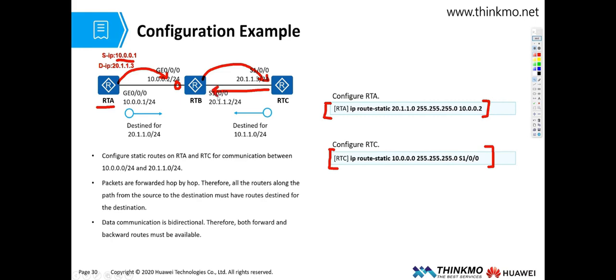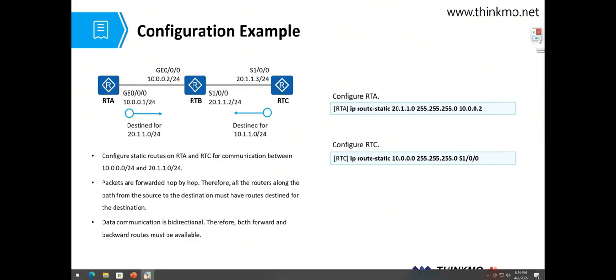Because in this process, the S interface is using the PPP protocol, a point-to-point link, I need to specify the interface here. Once RTB receives it, the left interface is the 10.0.0.0 network segment, so it knows where it is and can directly help with forwarding. Then RTA can receive it. So when configuring static routes, you need to consider that our static route communication is bidirectional. Therefore, there must be a route to go and a route to return. This is our static route.